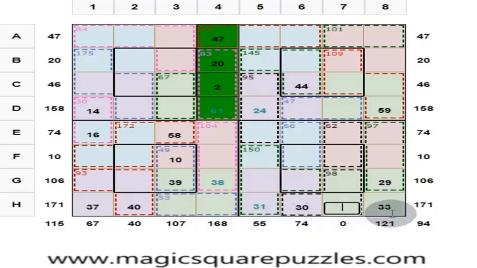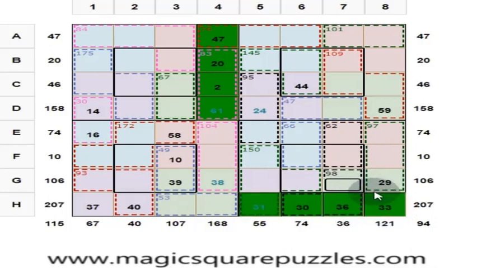61 plus 33, 64, 94. Put here 36. The answer is right. Color will change. Color has changed. These four numbers should give you 130.